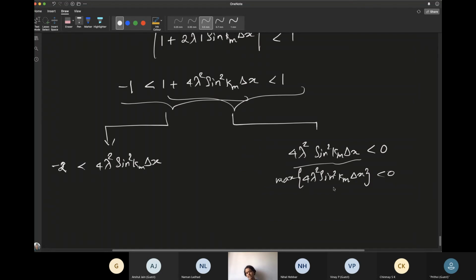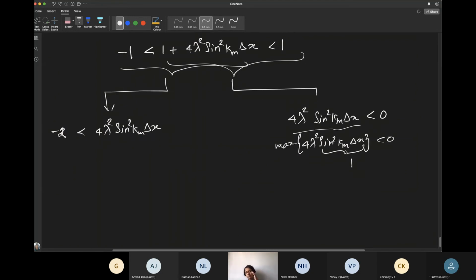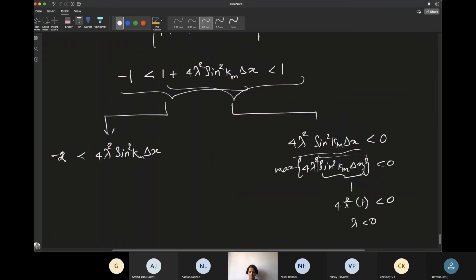So the maximum of this can occur only when this sine squared is exactly 1. The maximum possible for this term is 1 only. That is, sine squared km delta x is 1 only. So you write 4 lambda squared into 1 less than 0. So the condition is lambda less than 0. Is it?